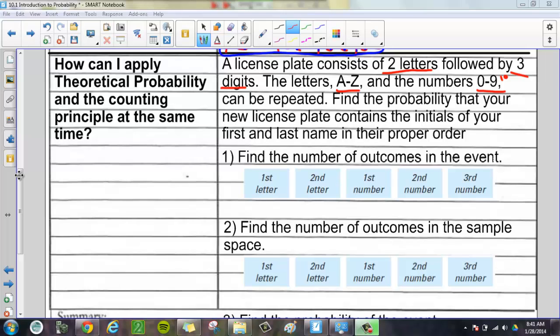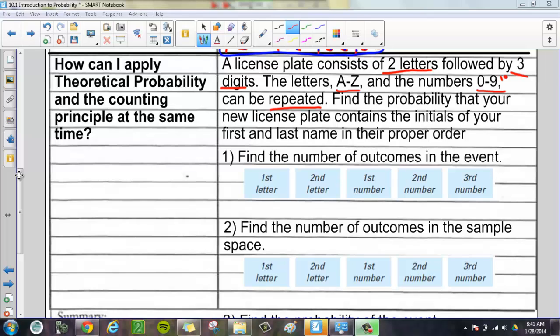For the A through Z, you could have AA000. It's okay to be repeated. That's a key term right there. And it says, find the probability that your new license plate contains the initials of your first and last name and in their proper order. So we want to find the probability that's happening.